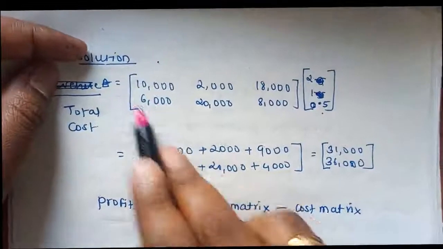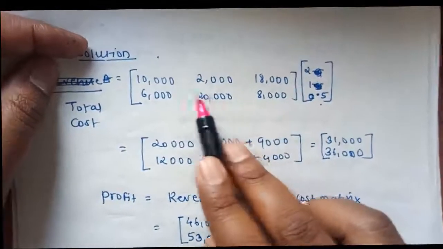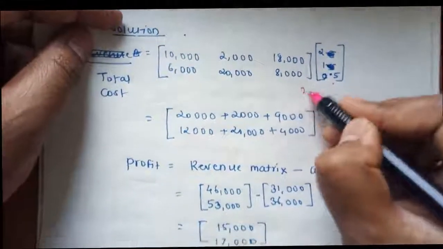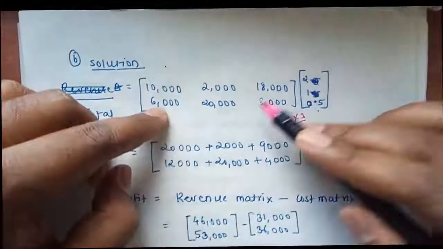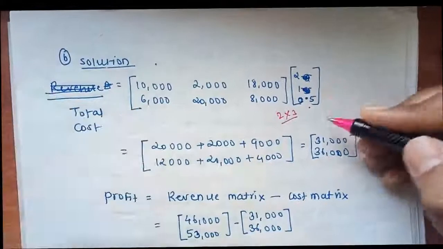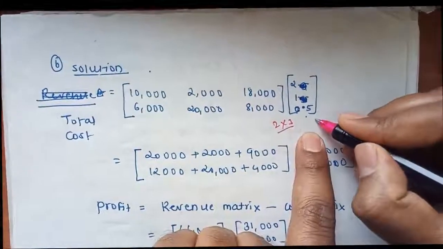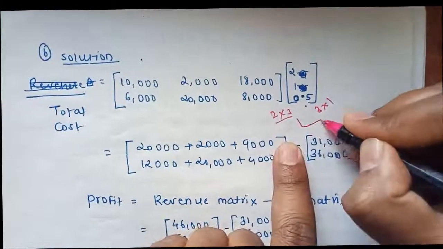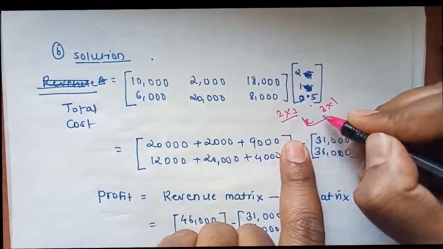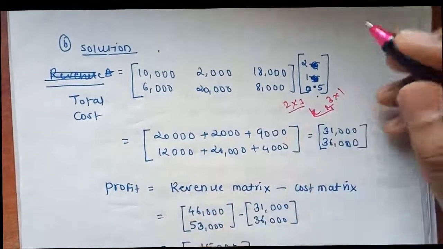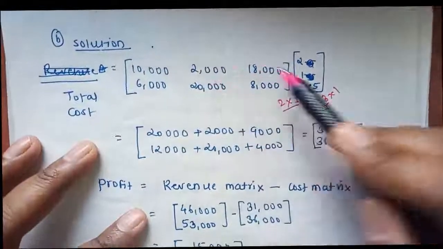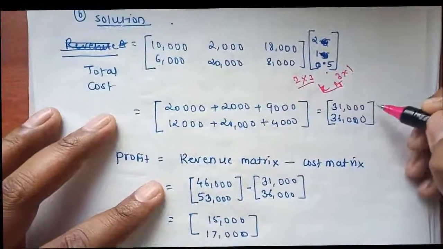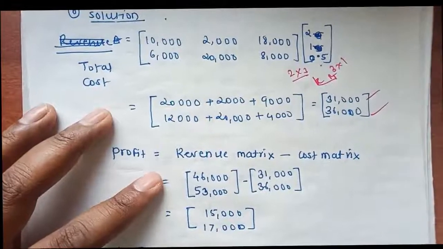Same thing again, we have to make the row matrix. The order of this matrix is 2 by 3. For this one we have 1 column and 3 rows, so it will be 3 by 1, that means the columns of this and the rows of that are the same, so we can multiply. Same thing, 10,000 into 2, 20,000, 2,000 into 1, 2,000. This is for the first market, this for the second market.